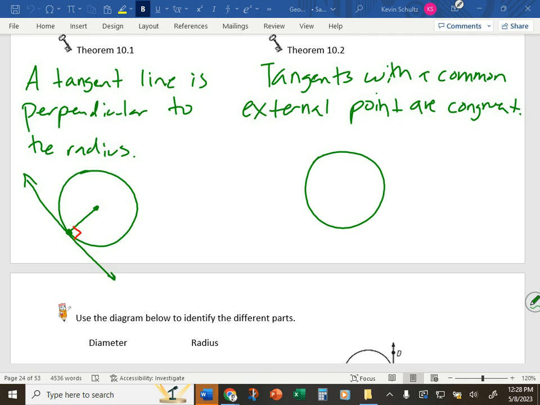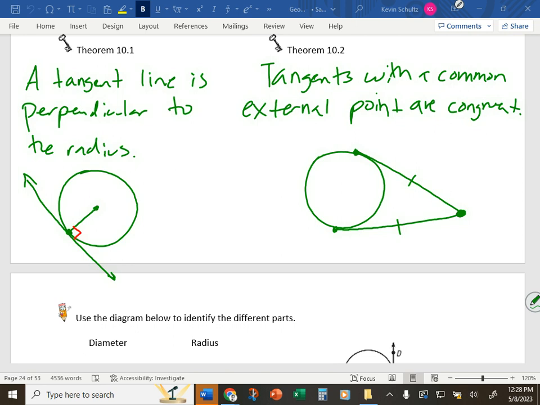So there's our circle. Here are two tangents with a common external point. Okay? Tangents with a common external point. We know that these are congruent segments.